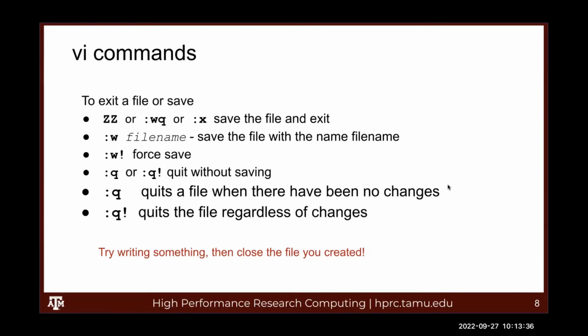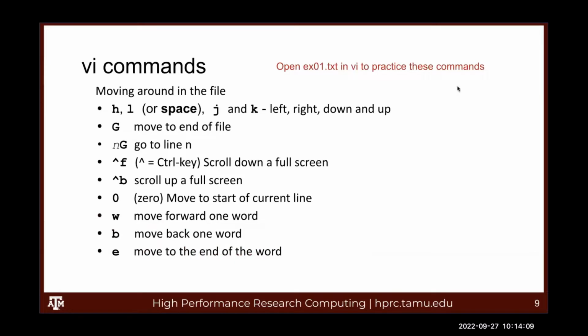So if you've made a mistake to your file while editing, and you don't want to save your changes, you'll want to use :q exclamation mark. So try writing something and then closing the file you've created. And you'll either need to use one of these save and exit commands up at the very first line, or you'll want to use :q exclamation mark. So hopefully you were able to exit Vi.